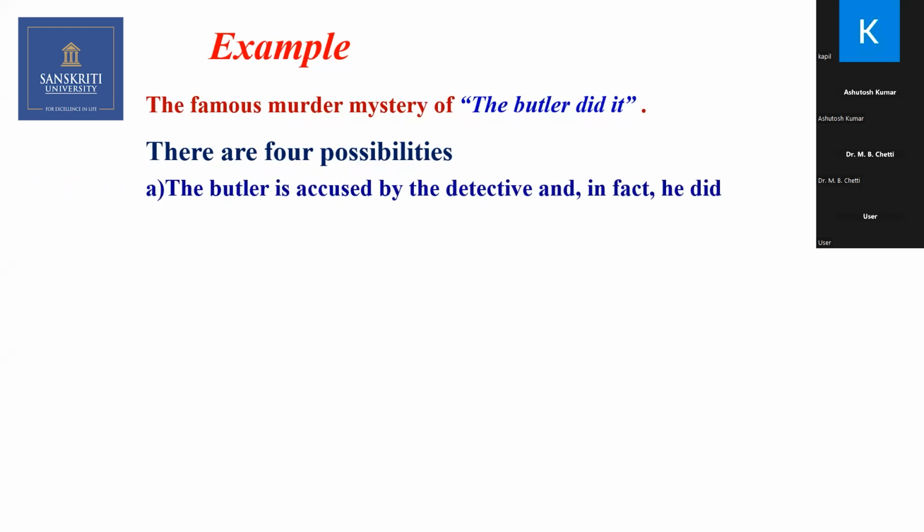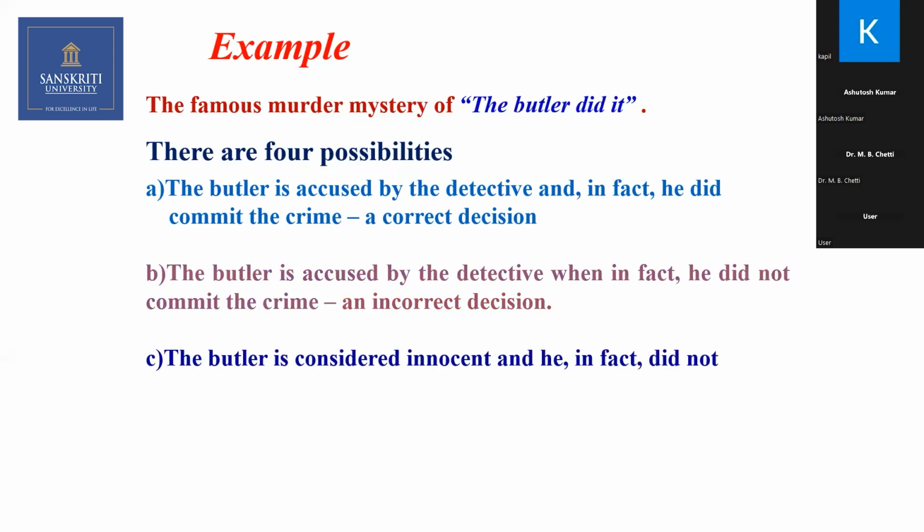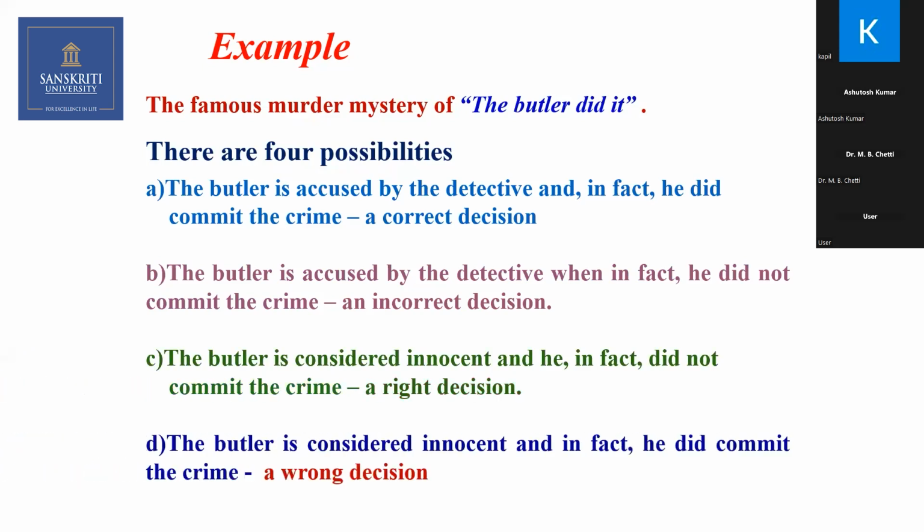A butler is accused by the detective and in fact he did it. That is a correct decision. A butler is accused by the detective when in fact he did not commit the crime. That is an incorrect decision. Similarly, butler is considered innocent and he in fact did not commit the crime. It is a right decision. Then the butler is considered innocent and in fact he did commit the crime. It is a wrong decision.